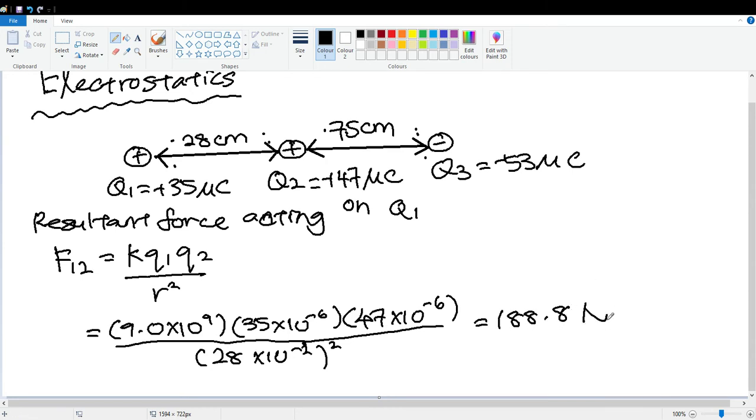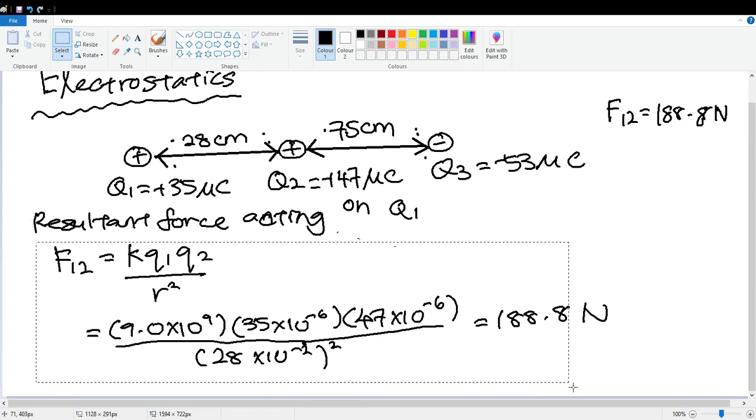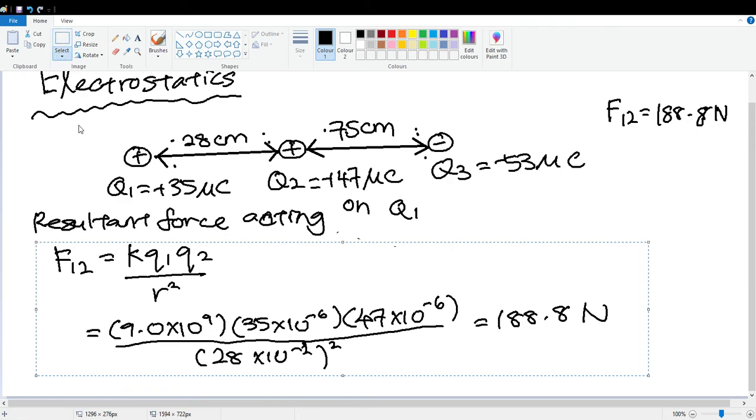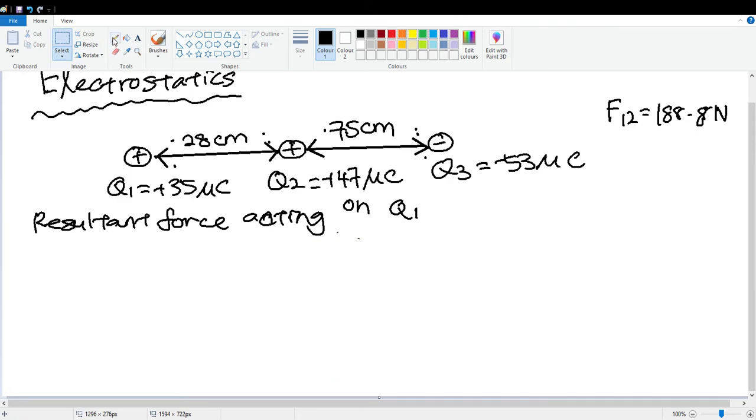188.8 Newton. Let me just write it at other places. Okay, so let me denote this one here: 188.8 Newton. Let me just erase this one. Okay, alright. So this is the force between Q1 and Q2.